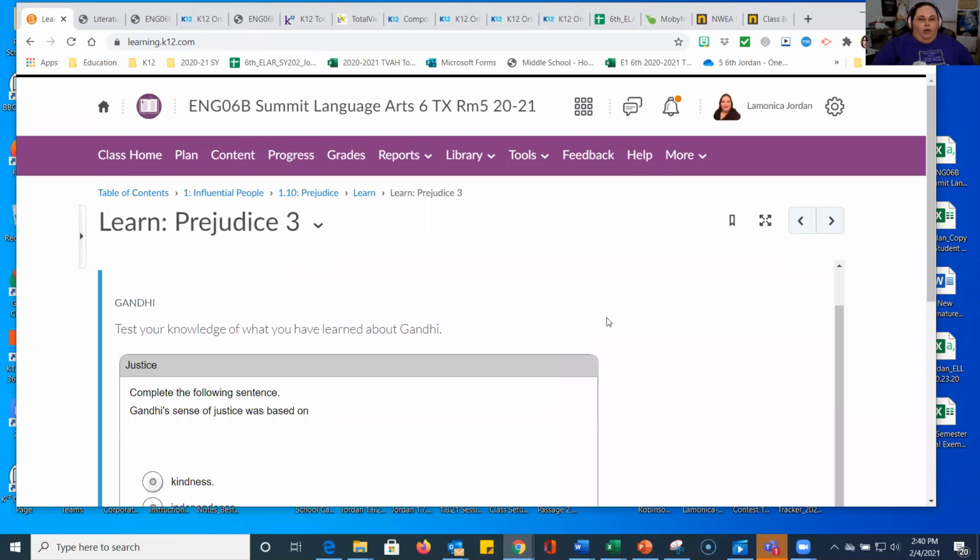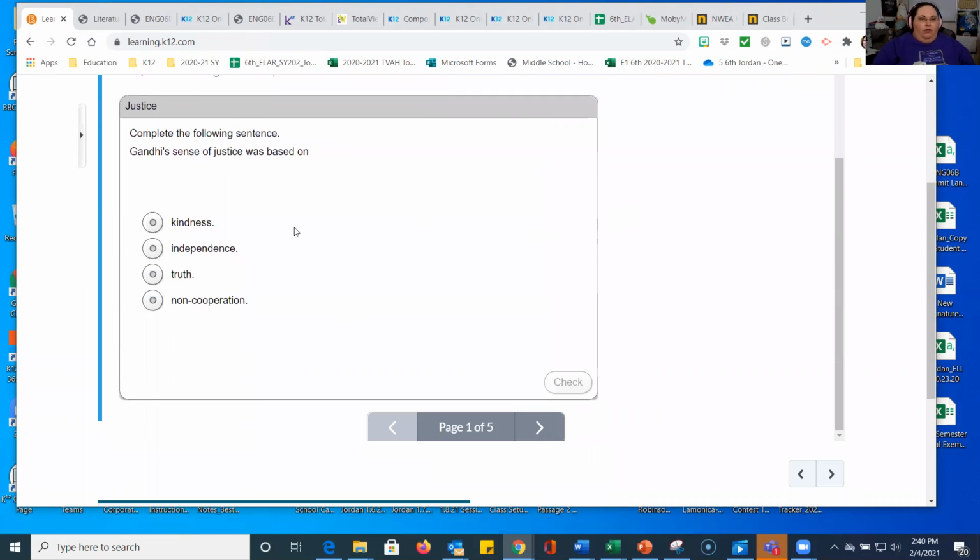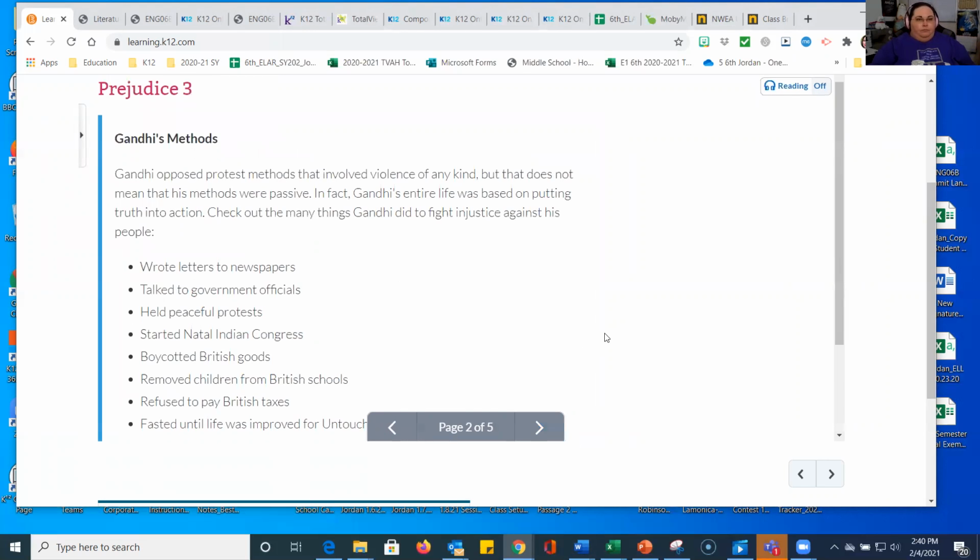Test your knowledge of what you've learned about Gandhi. So again, you're going to do this. Complete the following sentence. Gandhi's sense of justice was based on A, kindness, B, independence, C, truth, or D, non-cooperation. Check your answer. When you know the correct answer, copy and paste it into that review document. Then you're going to click on this down here.